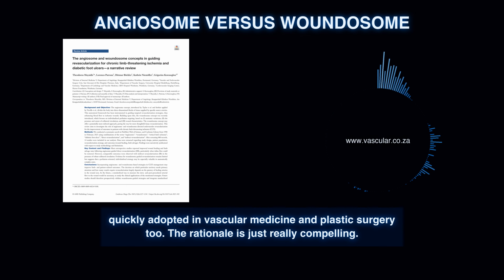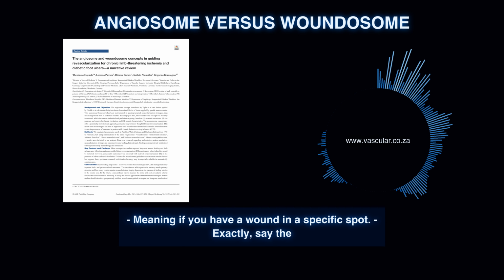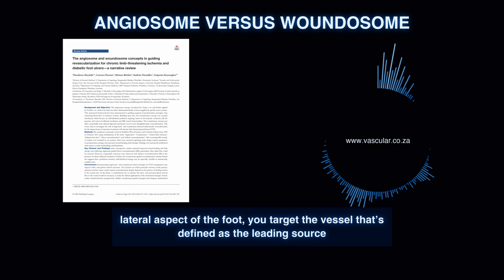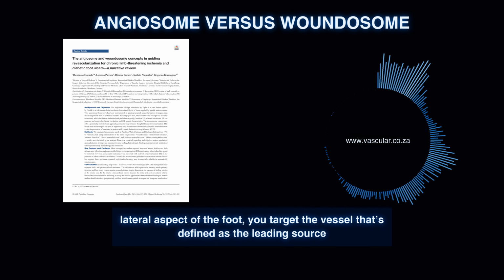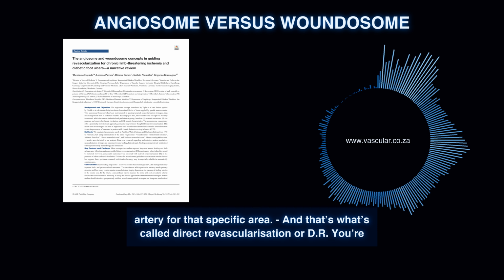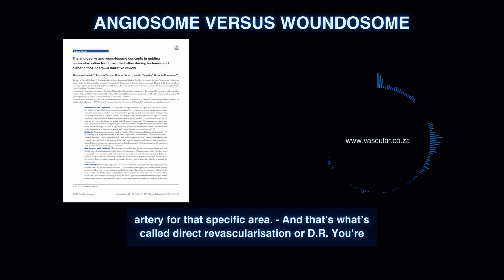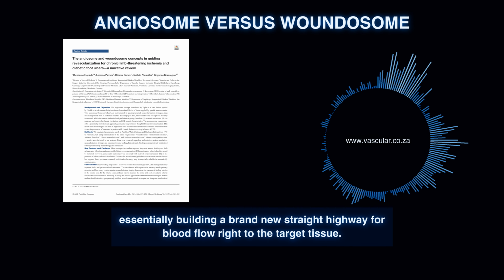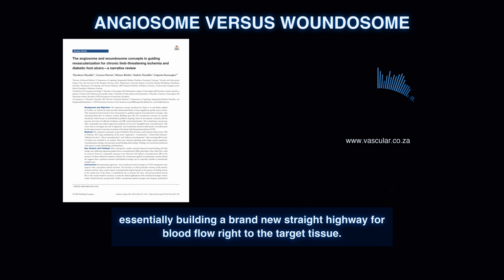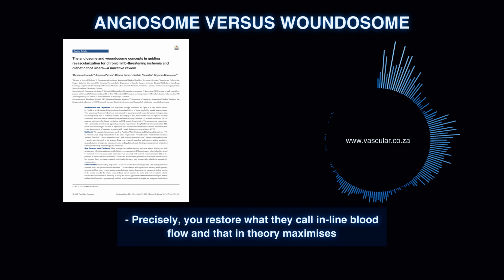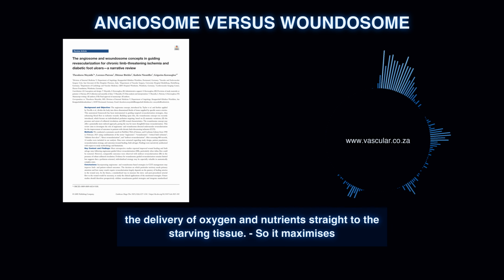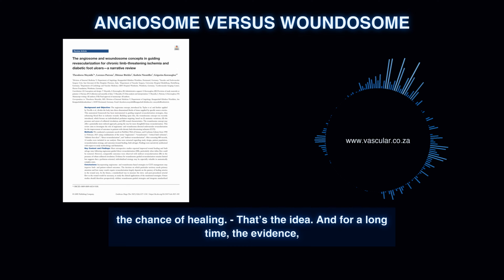The rationale is just really compelling. Meaning, if you have a wound in a specific spot. Exactly. Say, the lateral aspect of the foot, you target the vessel that's defined as the leading source artery for that specific area. And that's what's called direct revascularization, or DR. You're essentially building a brand new, straight highway for blood flow right to the target tissue. Precisely. You restore what they call inline blood flow. And that, in theory, maximizes the delivery of oxygen and nutrients straight to the starving tissue. So it maximizes the chance of healing.